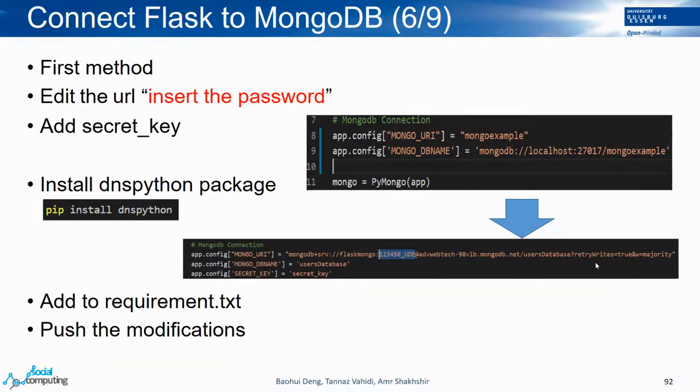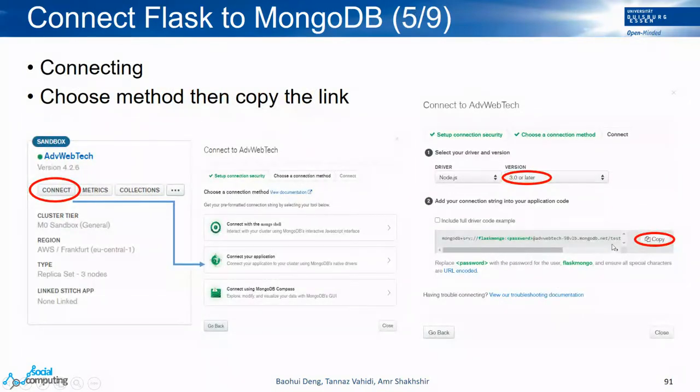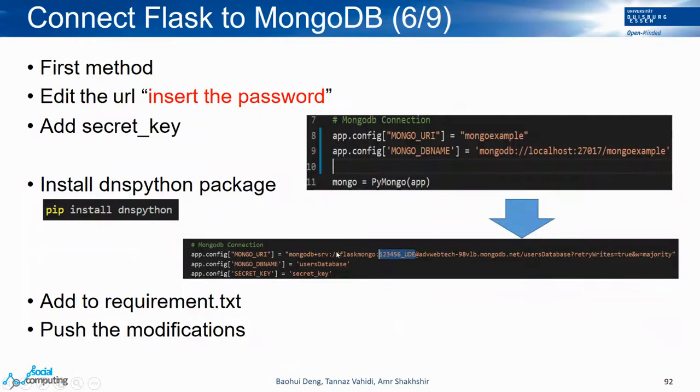And keep in mind that this generated link doesn't update automatically. It means that if you changed the database name inside the cluster, you need to also change it in this link. You can see here, my database name is user database, and it's written also here. But when I copied the link, it was test. So when you change the database name, you need to make sure that the name here is also similar to your database name.